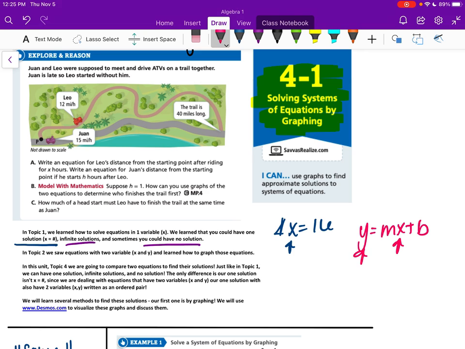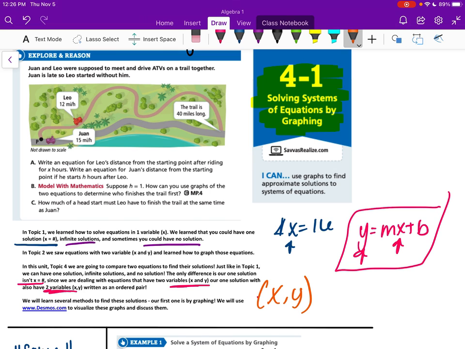So now in this unit, topic 4, we're going to compare two equations, so more than one equation, and we're going to find their solutions, which, just like in topic 1, we can have one solution, infinite solutions, and no solutions. The only difference is our one solution isn't just x equals a number. Since we're dealing with equations that have two variables, our one solution is also going to have two variables written as an ordered pair, our x comma y. So our solution is actually going to be just one point on the line, some coordinate x comma y.